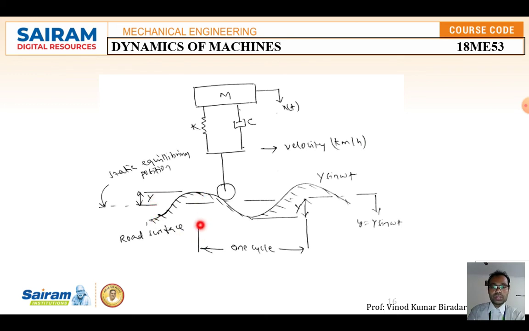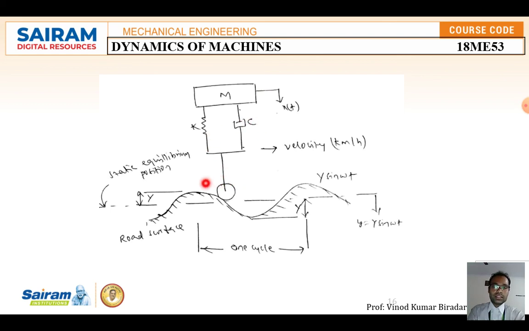From this side to here is one complete cycle. So here it is a harmonic equation. Harmonic means let us use sin omega t, so the excitation is y sin omega t. Here the vehicle, or any particular component, is moving over an uneven road in a wave form, at some velocity in kilometers per hour, and the displacement is x of t. So this is the block diagram.